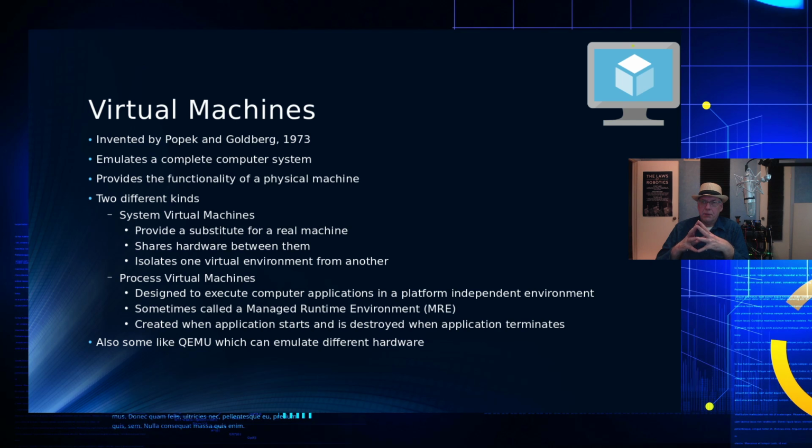And it doesn't matter if they're type 1 or type 2. You can have system virtual machines, and that's the one we're probably the most familiar with. That would be things like VirtualBox, things like KVM, and even on the Type 1 side, ESXi and Xen are all system virtual machines. They provide a substitute for a real computer. They share hardware between them, and they isolate one virtual environment from another.